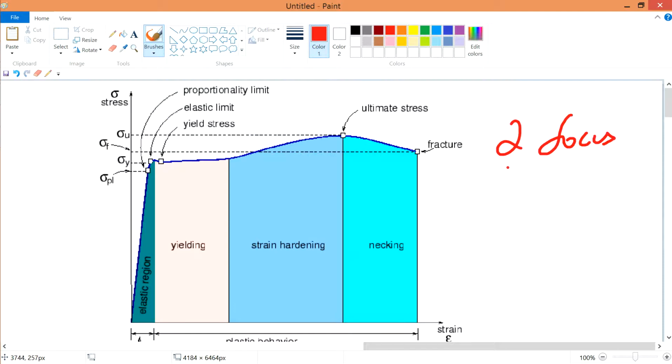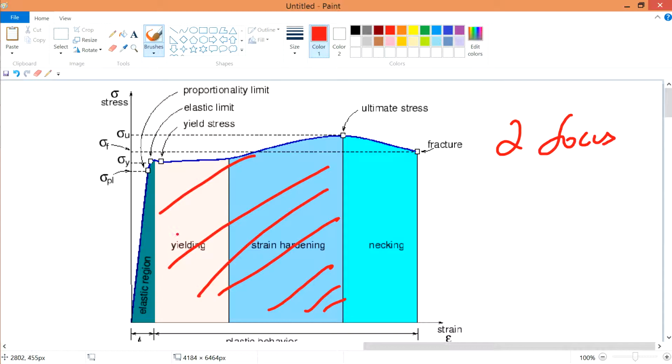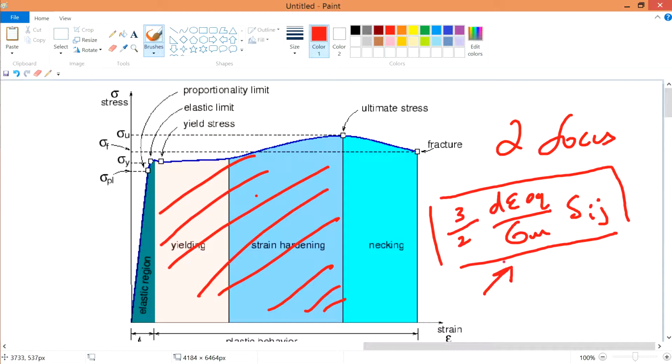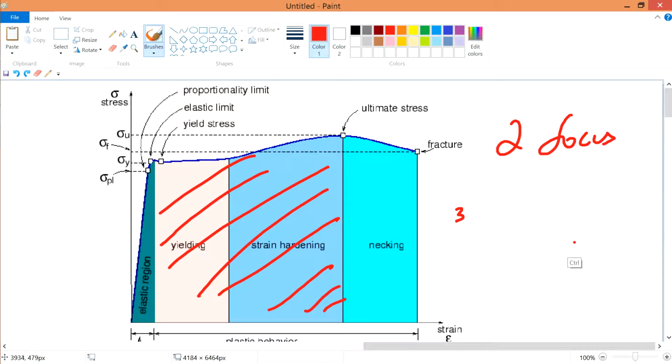Alright, so I'm going to talk about two focuses in the next few videos. Unlike the elastic region, which talks about Hooke's law as the constitutive equation, we're going to use another formula over here for this region. And this equation is this. Your strain is somewhat equivalent to this equation that you're going to use.